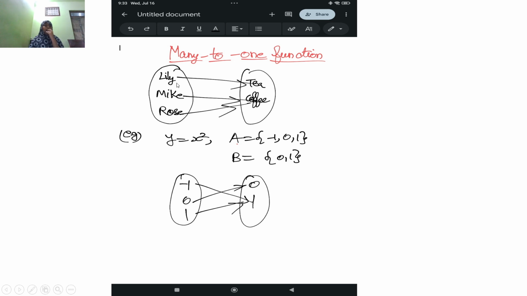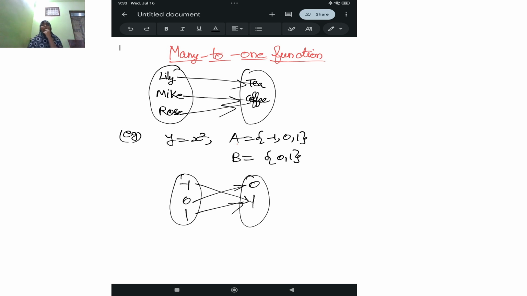You see this example: Lily, Mike, Rose, tea, coffee. Lily loves tea. Mike and Rose love coffee. We cannot say that Lily also has to go to coffee, that she has to take only coffee. No. So here many to one functions come into the role.